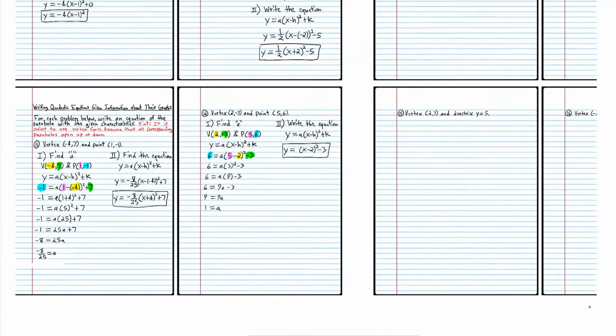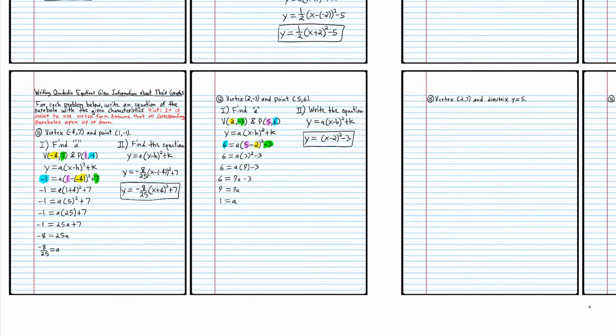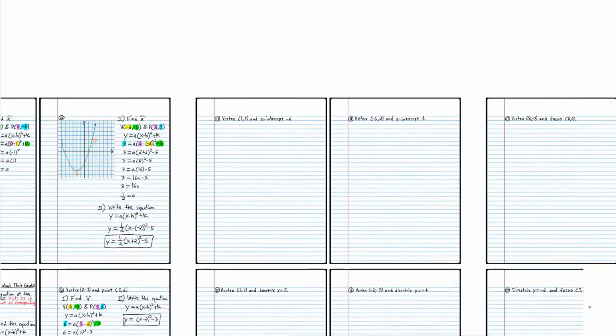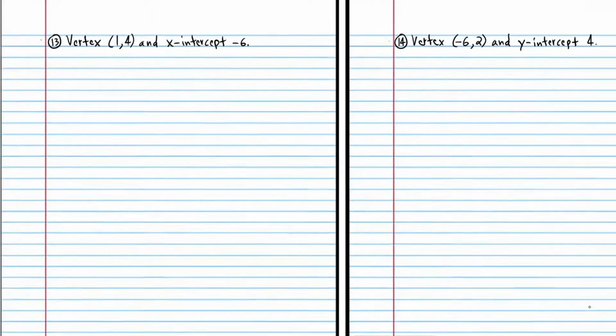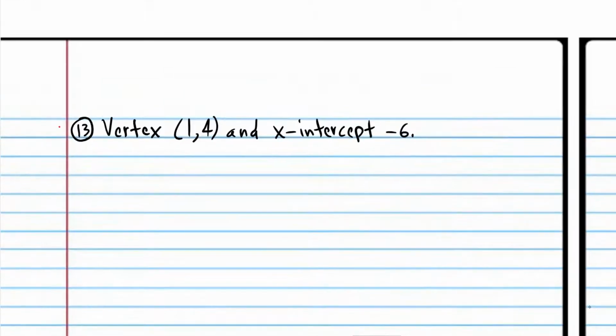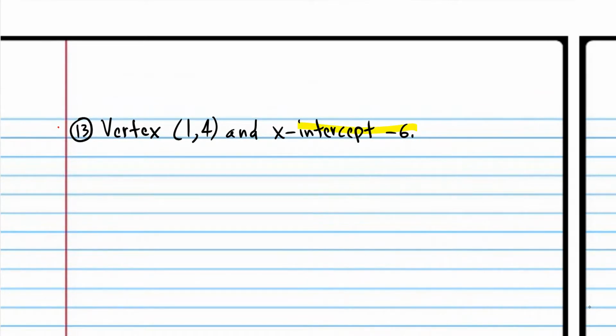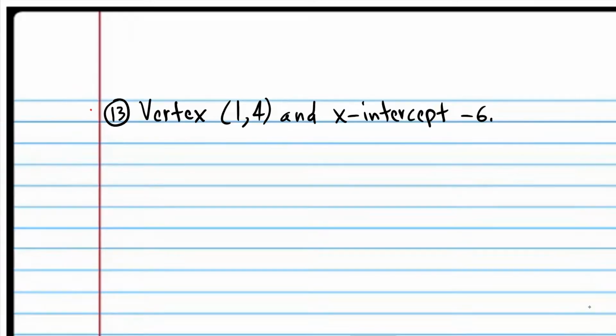All right, so again, those problems were exactly the same problems that we did before with the graphs. These next problems are actually exactly the same also. The only difference is they're giving us the second point in a different form. They're not telling us the actual coordinates. They're just telling us that one point is an x-intercept. So how do we do this?